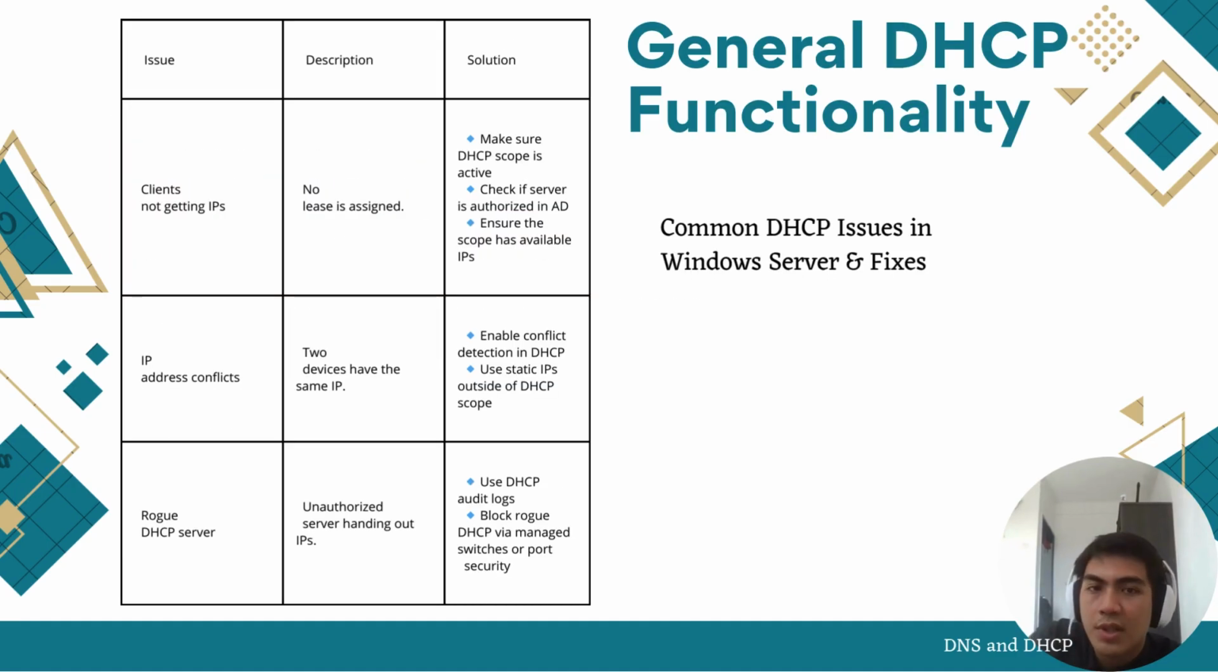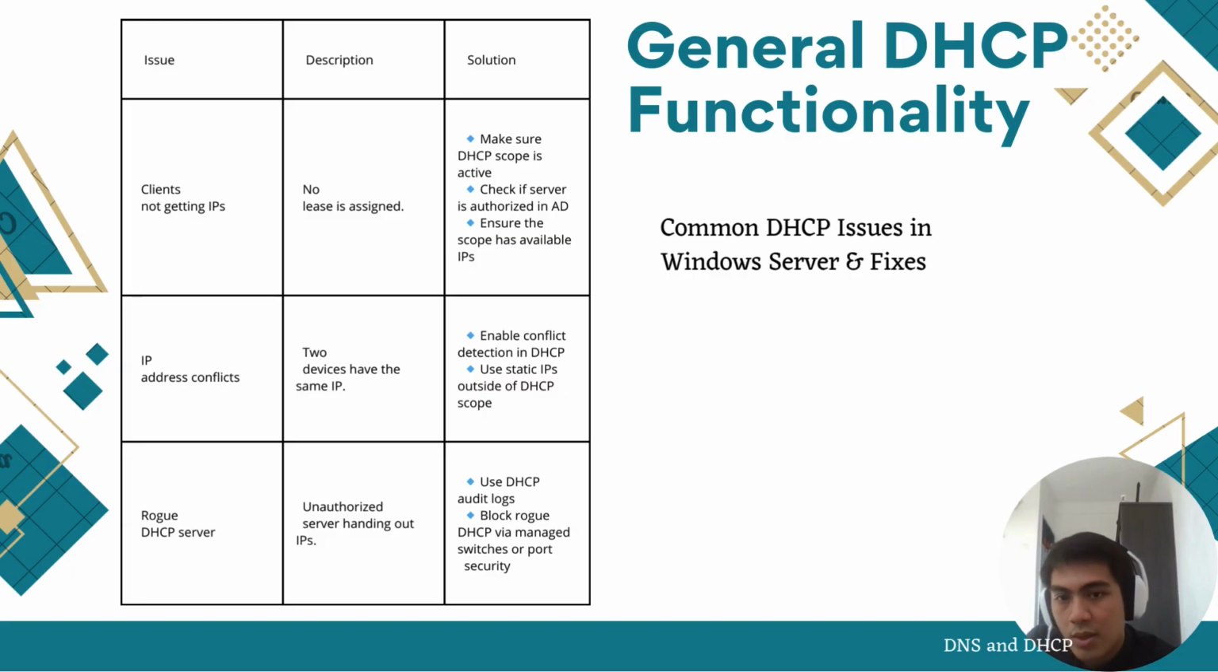General DHCP functionality. So, common DHCP issues in Windows Server and fixes. First issue, clients not getting IPs. Description: no lease is assigned. Solution: make sure the DHCP scope is active. Next issue, IP address conflict. Two devices have the same IP. Solution: enable conflict detection in DHCP. Third one is a rogue DHCP server, an unauthorized server handing out IPs.